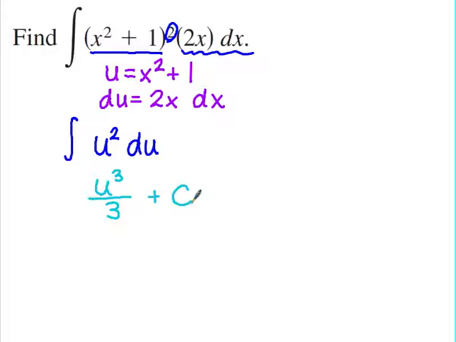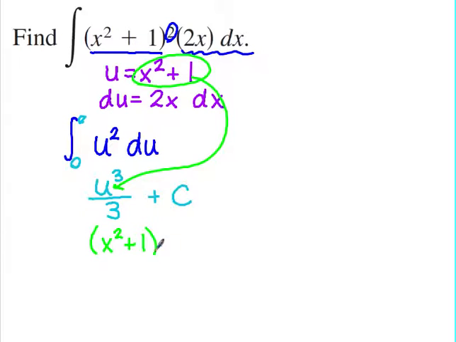Okay, why do I have a plus c on this problem? It's an antiderivative and there are no limits. Remember, if I would have had numbers here, that's when you would have evaluated it. But if you don't have the numbers, you need the plus c. And then the last and final step, whatever u is, you're going to plug in right there. So in this case, I've got x squared plus 1 quantity cubed divided by 3 plus c.